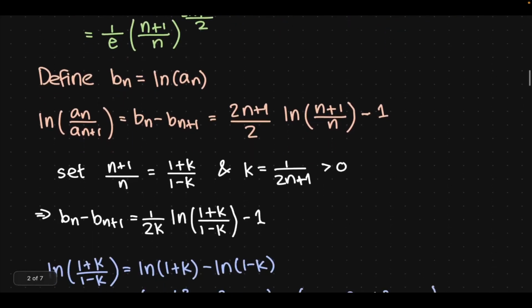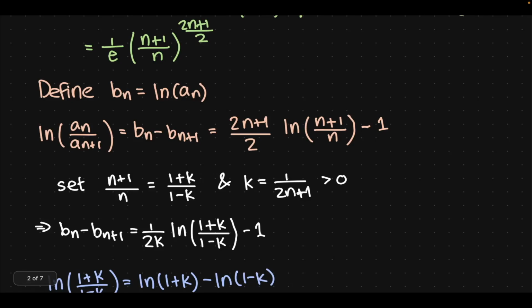Okay, fair enough. Now we can actually do a substitution, a change of variables. Set (n+1) over n equal to (1+k) divided by (1-k). And then if we solve this for k, we get k equals 1 over (2n+1), which is greater than 0.